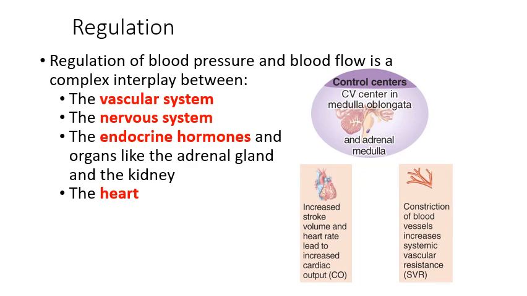So the control center of the brain for the regulation of blood pressure and flow is in the medulla oblongata, right? So the medulla oblongata is going to be the most important part of the brainstem that's controlling pressure and flow.